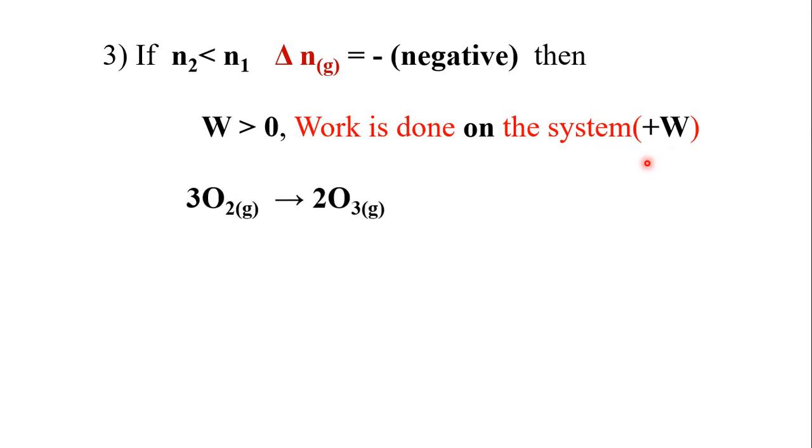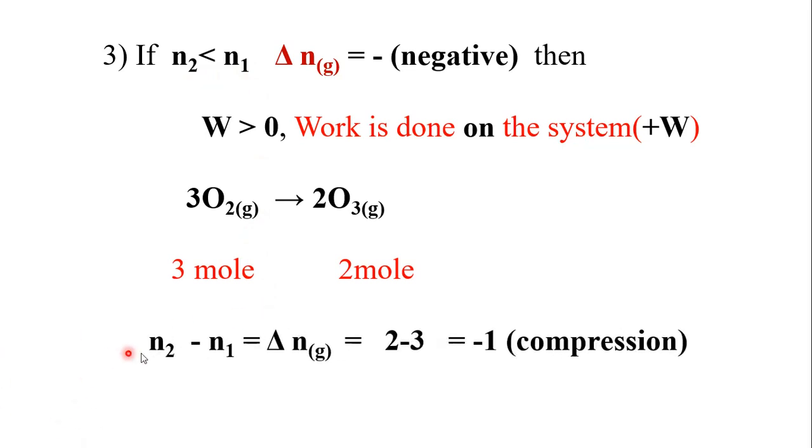That means compression type of work is done. So here consider this reaction as an example. 3 moles of oxygen get converted into 2 moles of ozone. Then here the number of moles of reactants is 3 and the number of moles of product is 2. So N2 is less than N1. So in such cases, delta N, that is the change in number of moles, N2 minus N1, is equal to 2 minus 3, that means minus 1. So which type of work is done? Compression type of work is done, and the sign of W is positive.